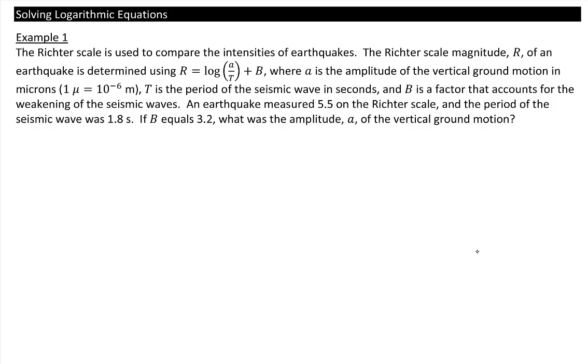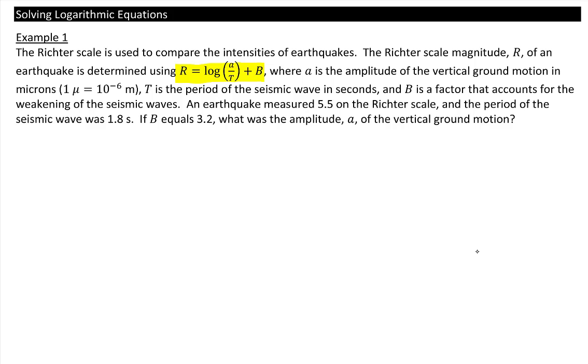The Richter scale magnitude R of an earthquake is determined using the following formula. R equals log A divided by T plus B, where A is the amplitude of the vertical ground motion in microns, T is the period of the seismic wave in seconds, and B is a factor that accounts for the weakening of the seismic waves.